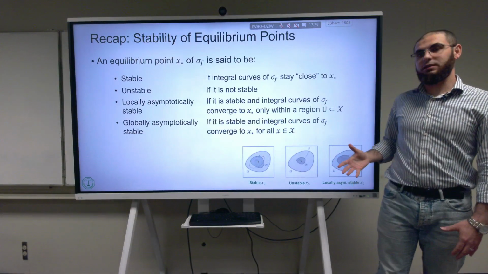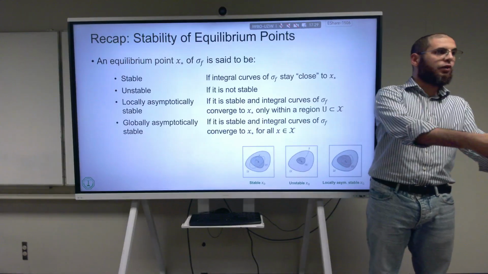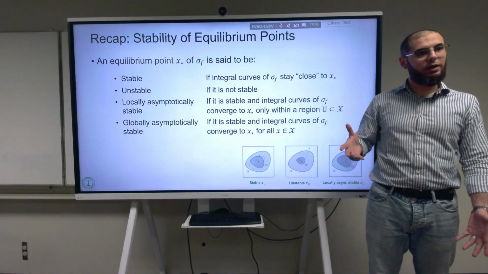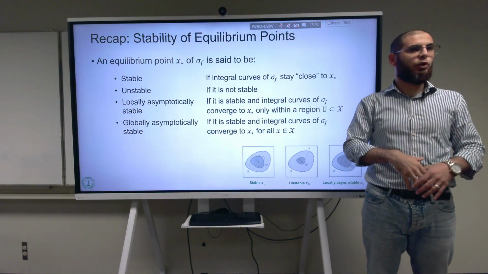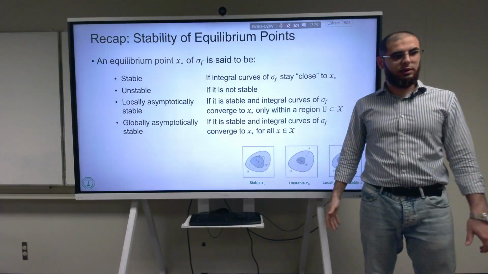If we start near it in a small region, then we converge to that point, we call it locally asymptotically stable. And if we can start anywhere in the state space and then converge to that point, we call this point globally asymptotically stable.